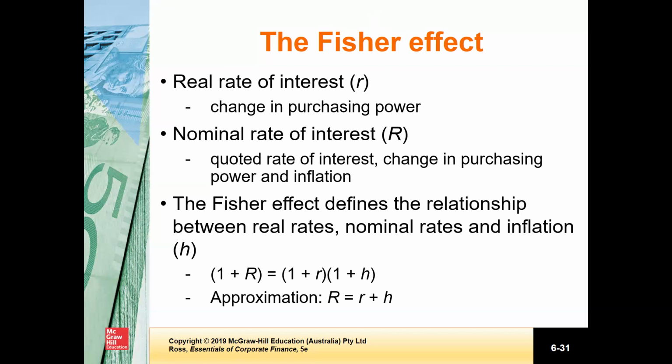Now let's come to the Fisher effect. Our discussion of real and nominal returns illustrates a relationship that is often called the Fisher effect, after the great economist Irving Fisher. Because investors are ultimately concerned with what they can buy with their money, they require compensation for inflation. Let capital R stand for the nominal rate, and lowercase r stand for the real rate. In that case, the Fisher effect tells us that the relationship between nominal rates, real rates, and inflation can be written as: 1 plus R, the nominal rate, equals 1 plus r, the real rate, times 1 plus h, the inflation rate.